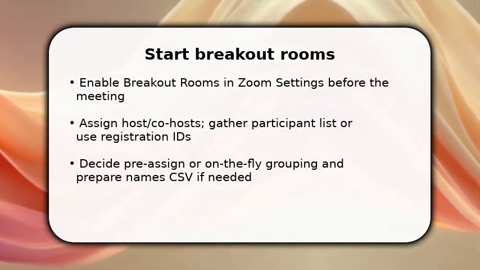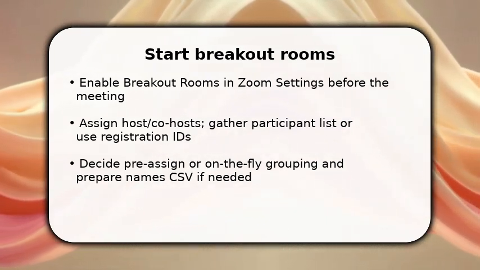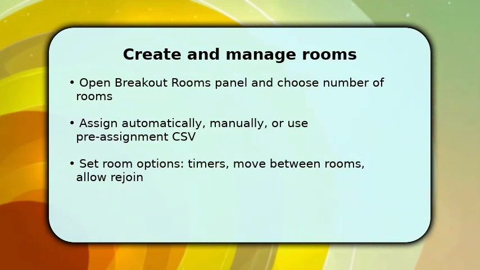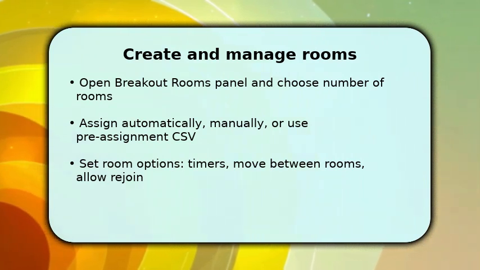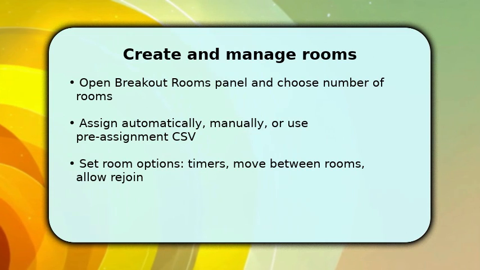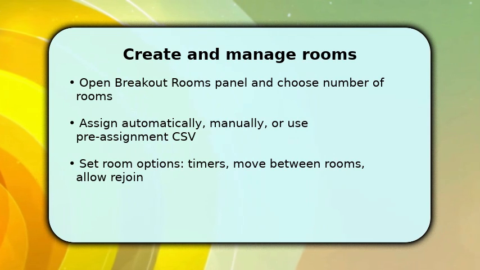You'll want participant names or ID ready and a simple grouping plan so you can create rooms quickly when the meeting starts. You open the Breakout Rooms panel and pick how many rooms you need, then select automatic or manual assignment depending on your goal. If you pre-assigned, upload the CSV and verify names. If manual, drag participants into rooms and rename rooms for clarity.